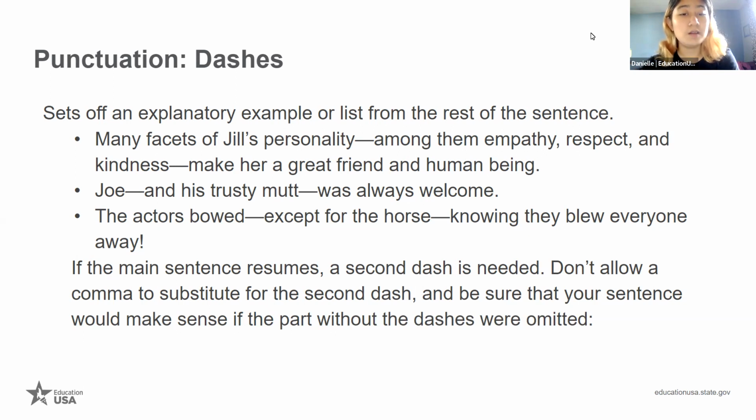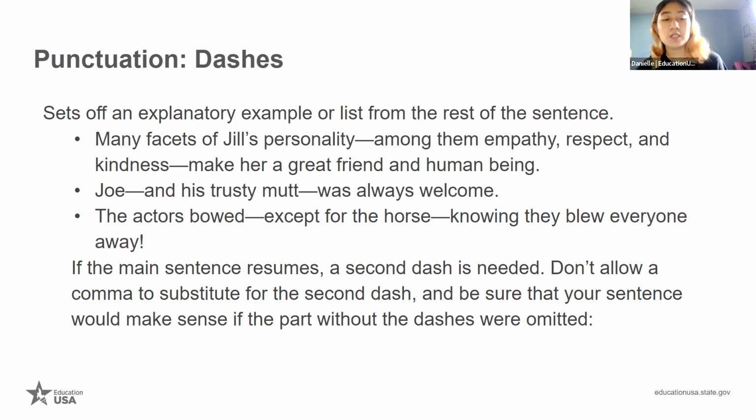Joe and his trusty mutt was always welcome. The actors bowed, except for the horse, knowing they blew everyone away. Okay, some rules for you guys. If the main sentence resumes, a second dash is needed. Don't allow a comma to substitute for the second dash. So you can't just add a comma at the end of kindness in the first example. If you start with a dash, you need to end that section, that example, or that list with another dash.